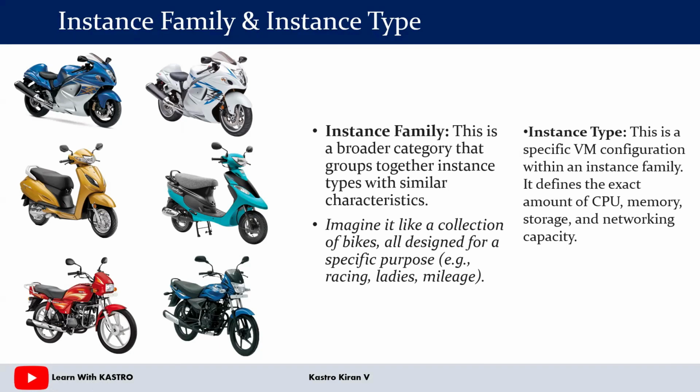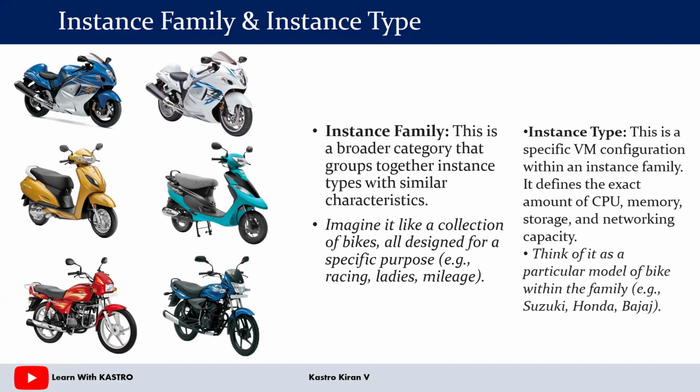So within the same instance family, there will be multiple manufacturers making these bikes based upon the specific configuration, such as the CPU, the memory, the storage, networking capacity. So like this, the instance type will be there. To keep it in this example scenario, think of it as a particular model of the bike within the family. Let's say the first bike belongs to the Suzuki family, the second bike belongs to the Honda family, the third bike might belong to the Kawasaki family, the fourth bike might belong to the BMW family. So within the same category, the bikes must be coming from different companies.